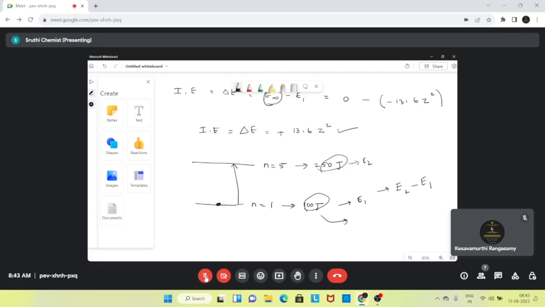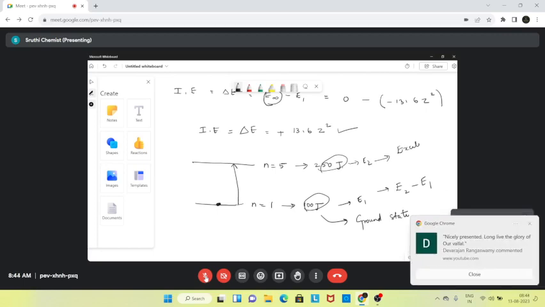So what is your E1? E1 is your ground state. What is your E2? E2 is your excited state. So what is meant by excitation energy? Very simple. The energy required to excite an electron from the lower energy to the higher energy state. This is your excitation energy. How can it be calculated? The value of higher energy state minus lower energy state. You will get the value.